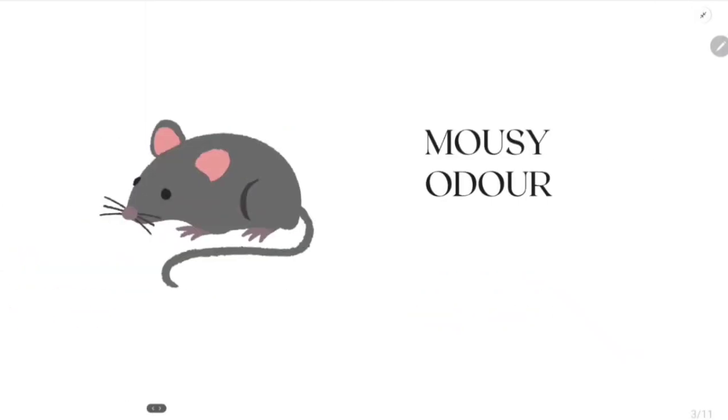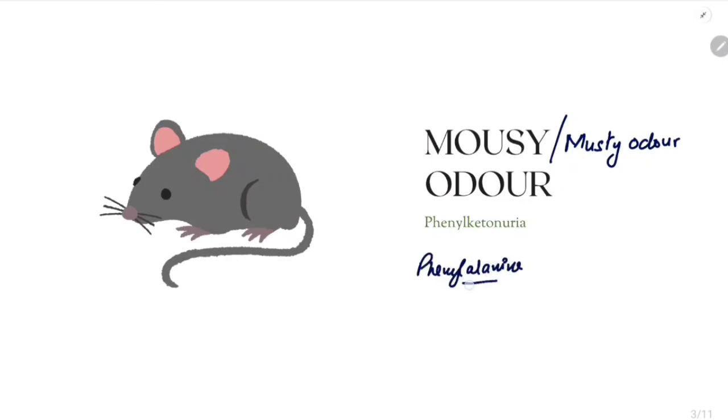So the next odor is mousy odor. Mousy odor can also be called musty odor. So mousy odor or musty odor is seen in a condition called phenylketonuria. Phenylalanine is an amino acid; phenylalanine is an essential amino acid. For phenylalanine to be converted into tyrosine, an enzyme is needed. That enzyme is phenylalanine hydroxylase.